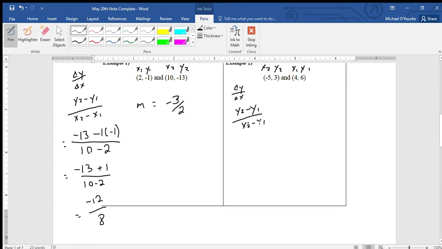Let's fill in my numbers. So 6 minus 3 over 4 minus negative 5. Now, if you take a look here, negative and negative make a positive, just like before. So we have 3 over 9, which would equal 1 over 3 is my answer.